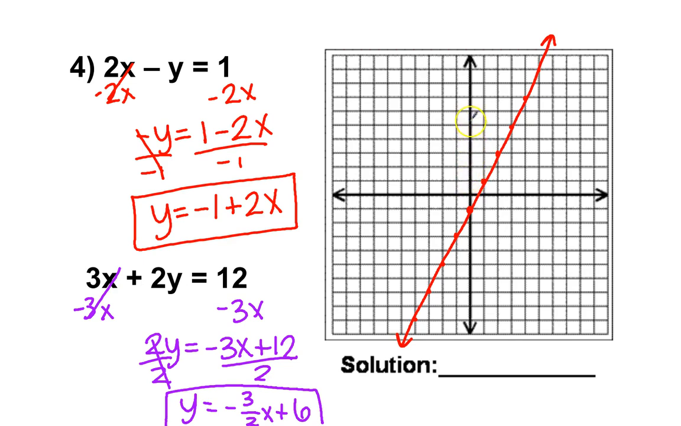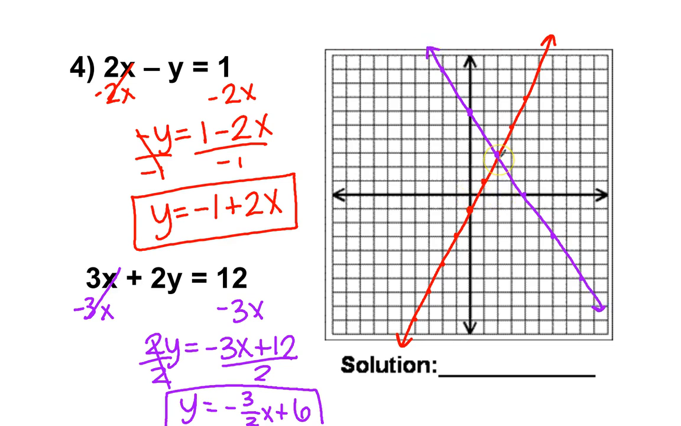1, 2, 3, 4, 5, 6. And then my slope is down 3 over 2. Down 3 over 2. So 1, 2, 3 over 2. 1, 2, 3 over 2. We can already see where they cross. I'm going to do the other one just in case. So they're going to cross right there.